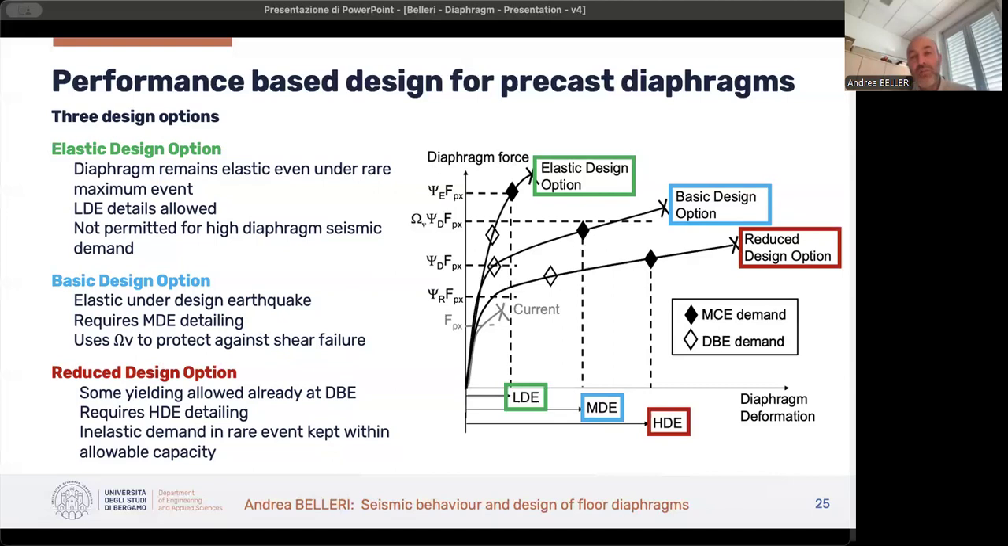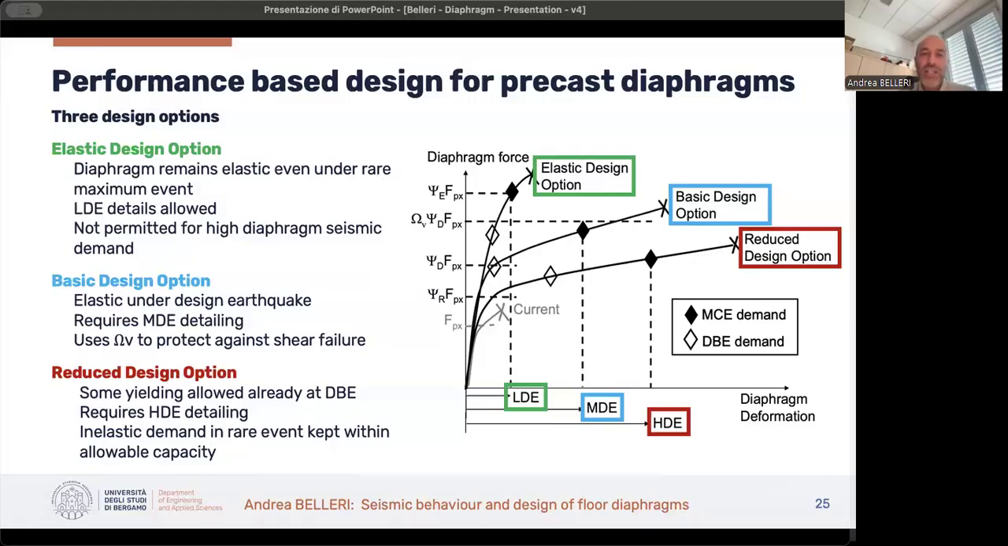Then for increasing seismic intensity, moderate ductility elements can be adopted and a basic design option implemented. In this case, the diaphragm will behave elastically up to the life safety and in a ductile manner considering the collapse prevention limit state. In this case, some factors are included to avoid brittle failure, applying capacity design, making flexure plasticization happening before a shear failure.